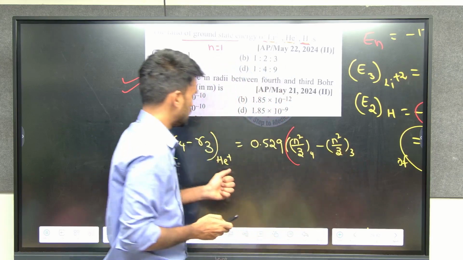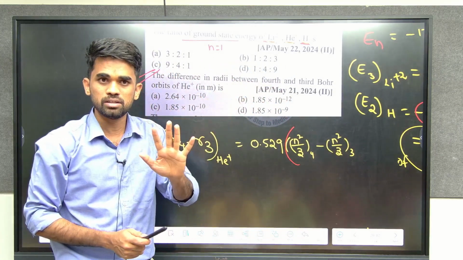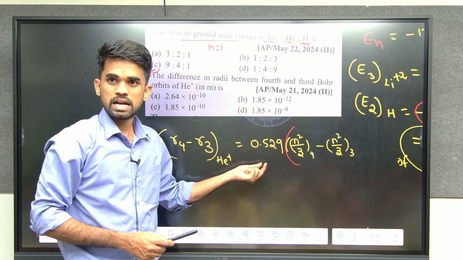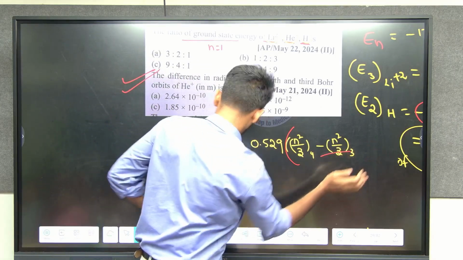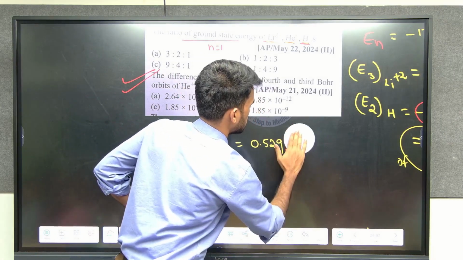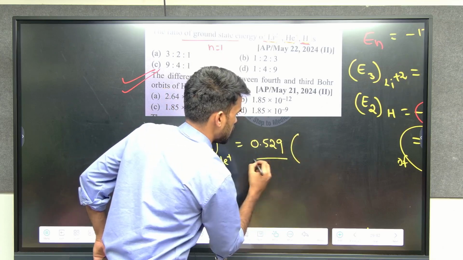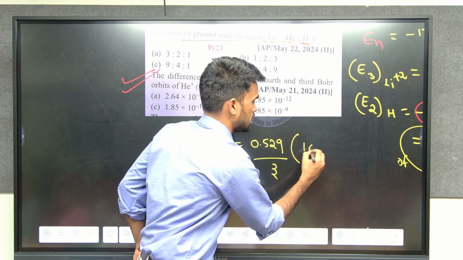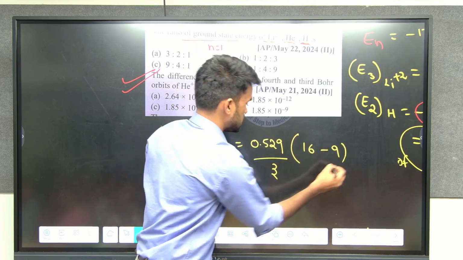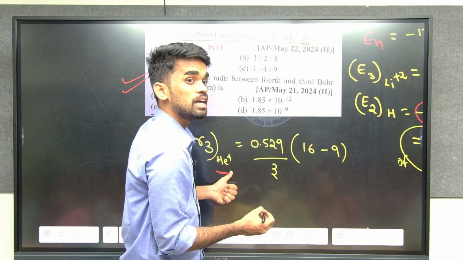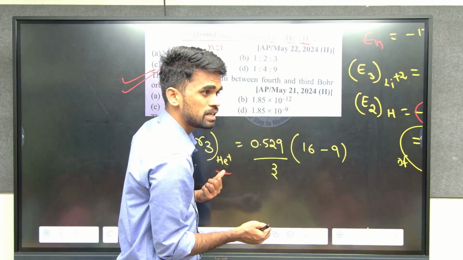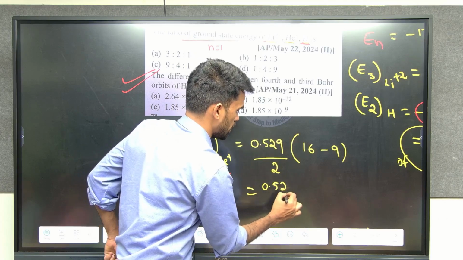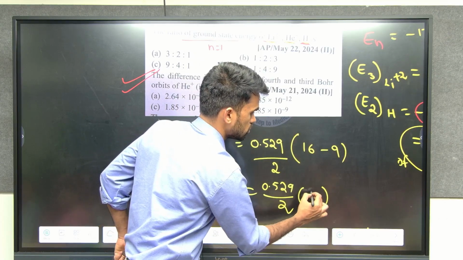Okay, see which atom they are saying. Both of them are the same atom. Atomic number is the same, so can I take Z also common? Z also outside? Yeah. So now what happens here? Z also common. What is the n value they are saying? So n square, 4 square 16, 3 square 9. Z is how much? Helium or hydrogen? Helium. How much Z? Yeah, so take here 2. So 0.529 by 2 into 7.